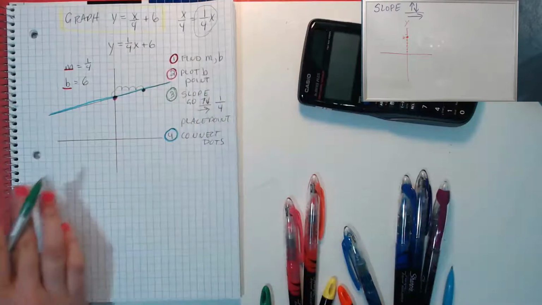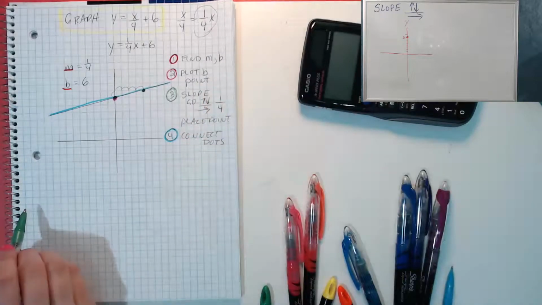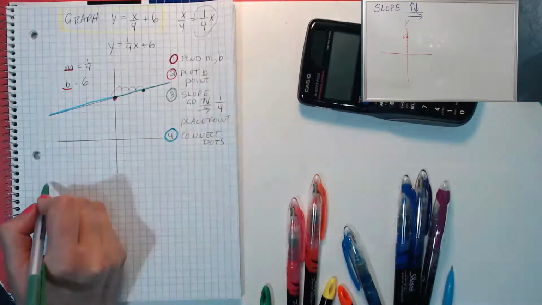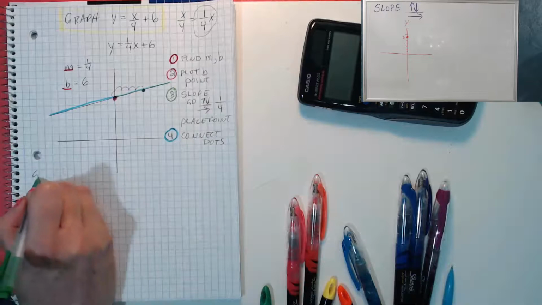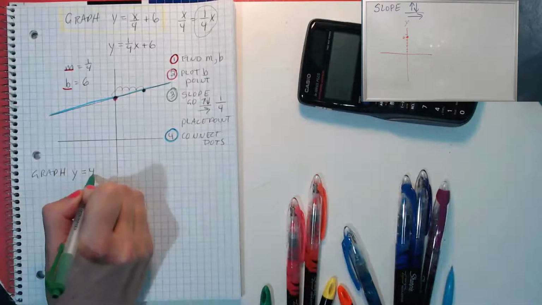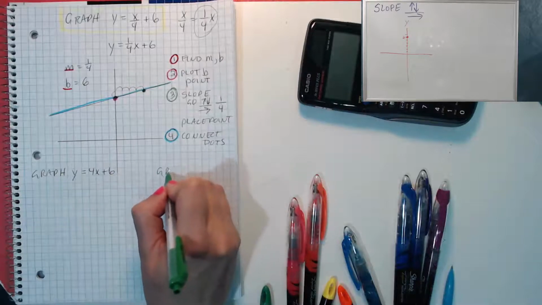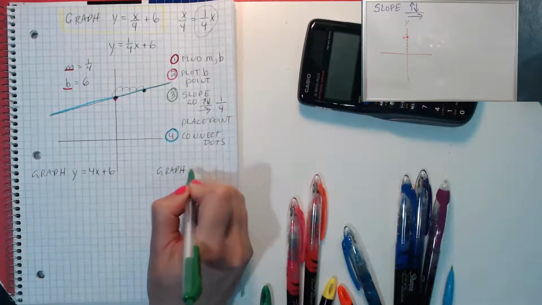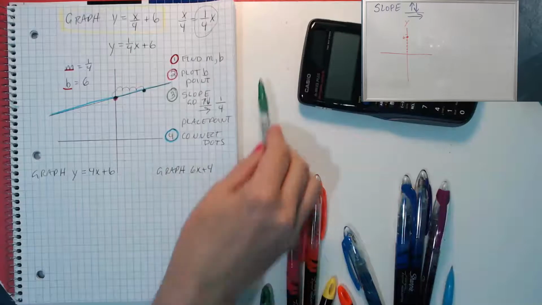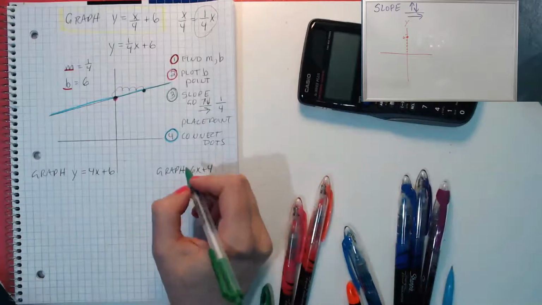Now on the same sheet of paper, I'm just going to continue, and we're going to try to do these last two without writing all the steps. Okay? We're going to do the steps, but we're not going to write these out. So over here, we're going to say graph y equals 4x plus 6. I'm going to write this one down over here. Graph y equals 6x plus 4.